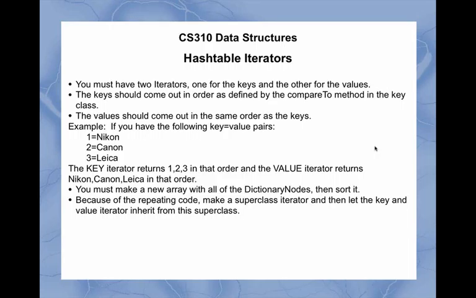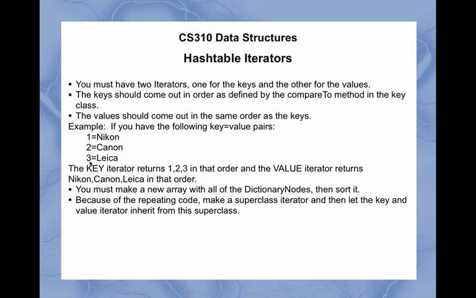It's important to point out the expected order that these iterators will operate with. The keys are going to come out in sorted order. In this case, the keys are integers and the values are brands of cameras. So 1 is a Nikon, 2 is a Canon, 3 is a Leica. These are the lookup values.